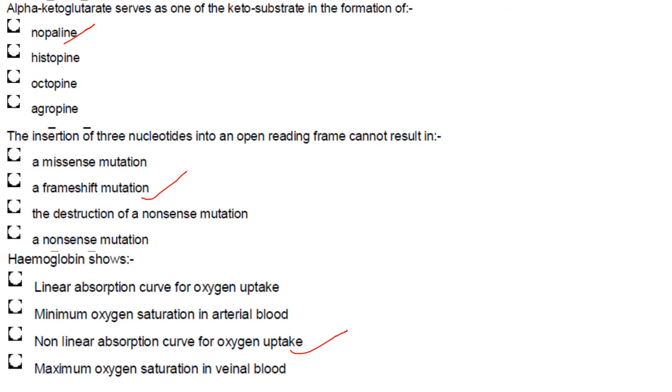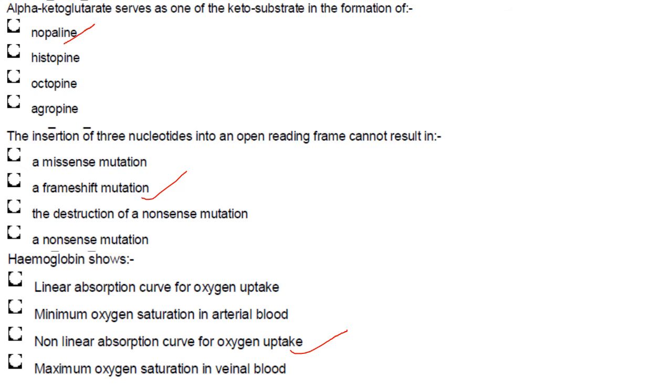Alpha ketoglutarate serves as one of the keto substrates in the formation of nopaline. Answer is option A, nopaline. The octopine family is formed when pyruvate is involved in the condensation reaction, not alpha ketoglutarate.